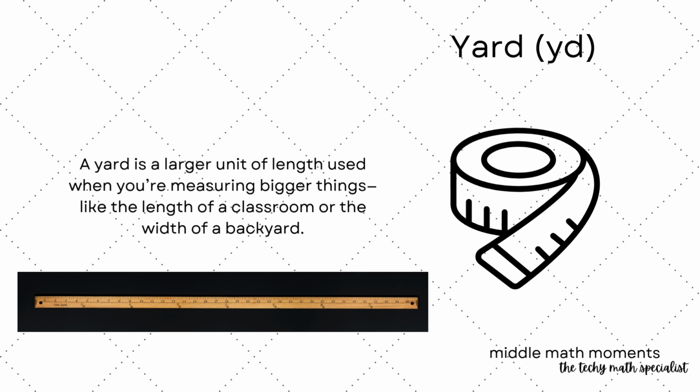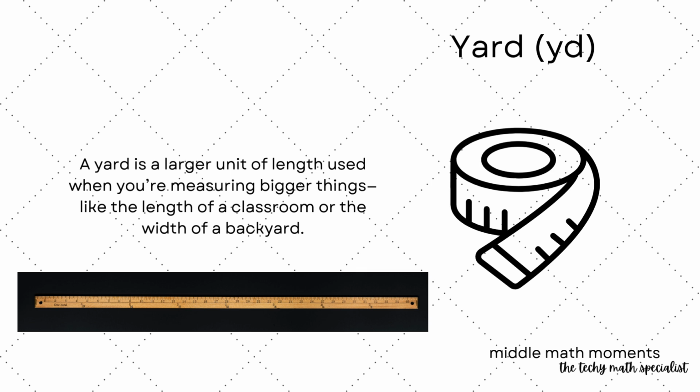A yard is a larger unit of length used when you're measuring bigger things, like the length of a classroom or the width of a backyard. Here's what you need to know about the yard. A yard is equal to 3 feet, or 36 inches. So, if you line up 3 rulers end to end, that's exactly 1 yard.